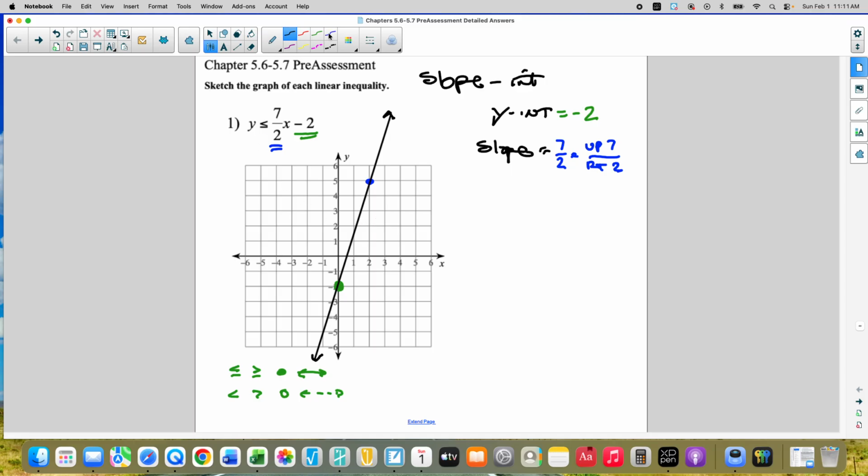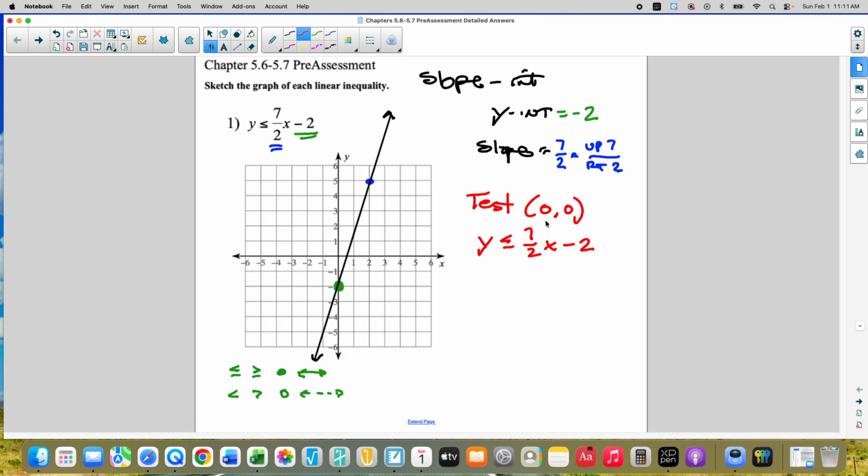So what we do is we test a point. Let's test the point 0, 0. So 0, 0 is not on this line. 0, 0 is right here. So it's not on the boundary. And I'm going to test it by plugging it into this equation. Into the equation, y is less than or equal to 7/2 x minus 2.